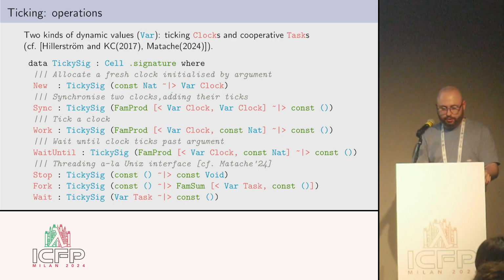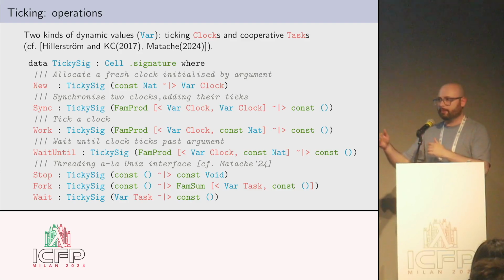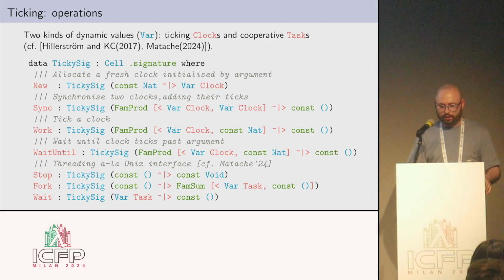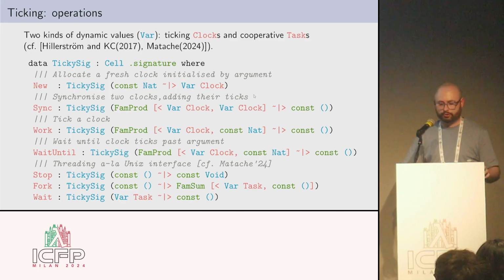We can synchronize 2 clocks by adding their ticks together. So a clock is going to hold a natural number of ticks, and here we can unify them. Not only are we going to add these 2 together, but from this point onwards, the 2 things that we synced are now going to go in lockstep in the future. So if I have a clock 1 here and a clock 2 here, and I synchronize them together, then they're always going to read the same in the future as well. We can also tick a clock forward. Here, work takes a clock and a number of steps, and it's going to tick it that number of steps forward.